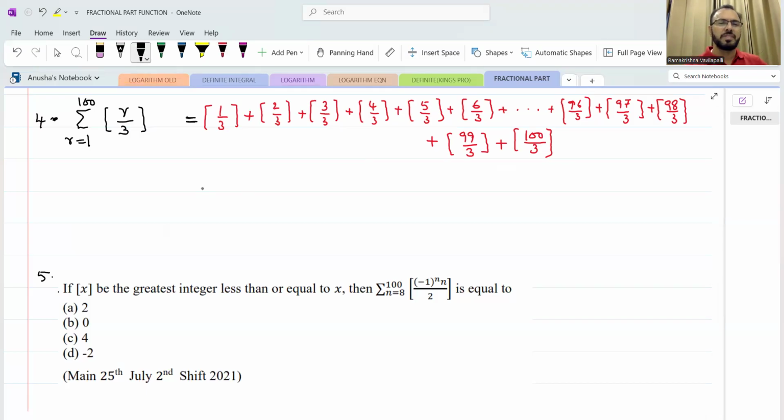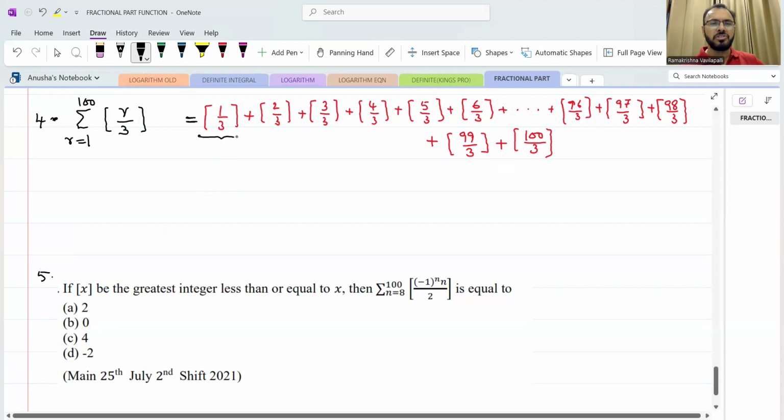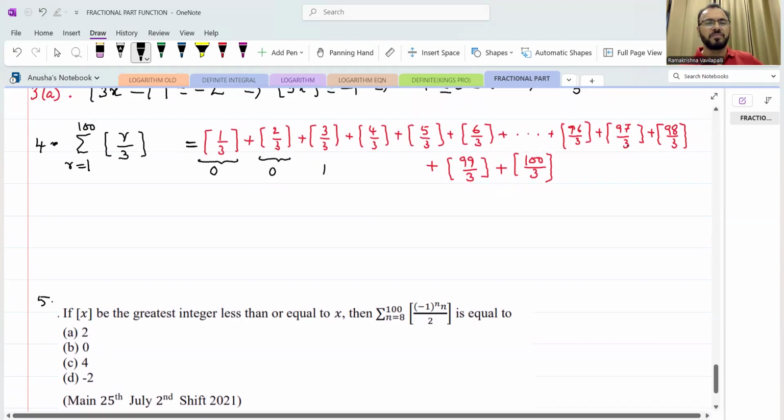See, 1 by 3 lies between 0 and 1, so its integral part value is 0. Integral part of 2 by 3: 2 by 3 lies between 0 and 1, integral part is 0. Integral part of 3 by 3, it is an exact integer, so its value is 1. Integral part of 4 by 3 is 1, it lies between 1 and 2. Its value also lies between 1 and 2. And this is 2.